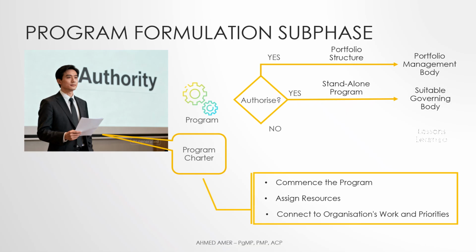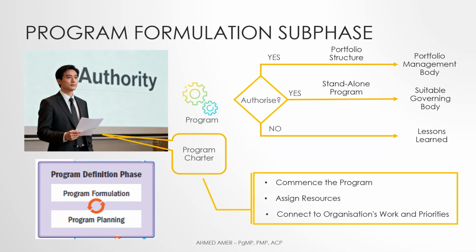If the program is not authorized at all, this decision should be recorded and captured in a lessons learned repository. All program documentation should be appropriately archived as per the governance framework. The program definition phase may be repeated throughout the life cycle of the program. Accordingly, as business results are measured and the planned outcomes become more defined, the outcomes of program formulation may continue to be updated throughout the program definition phase.